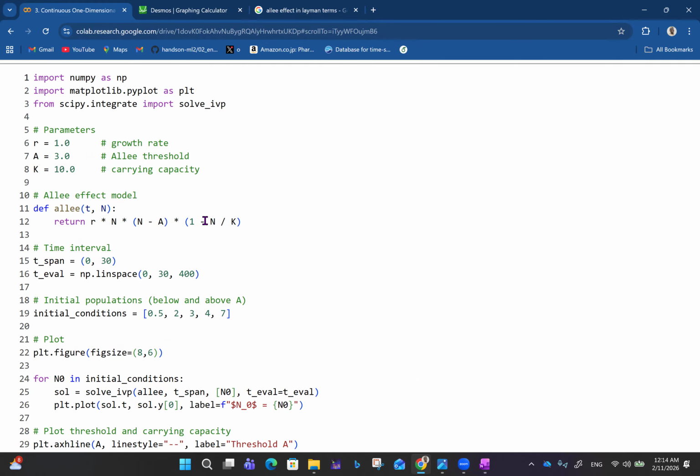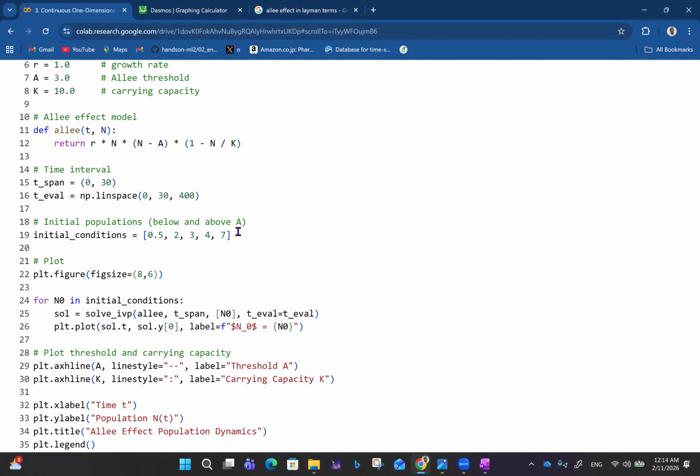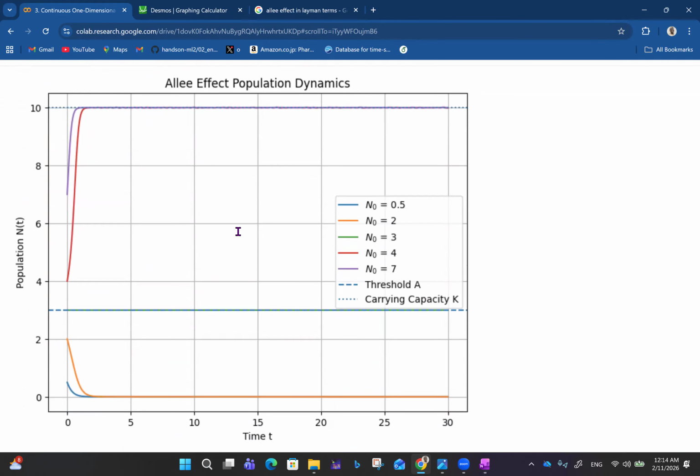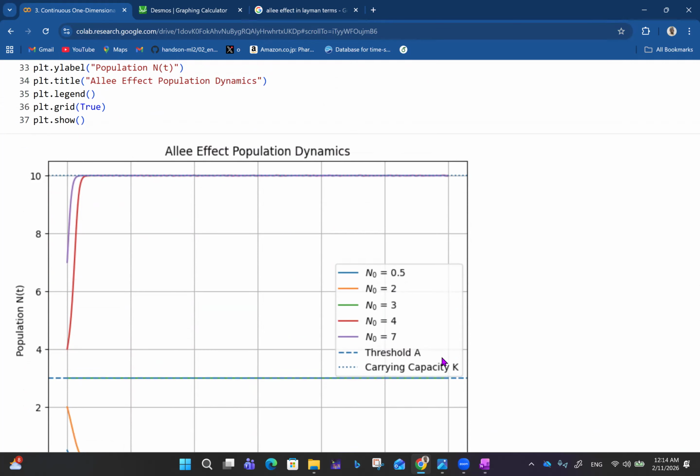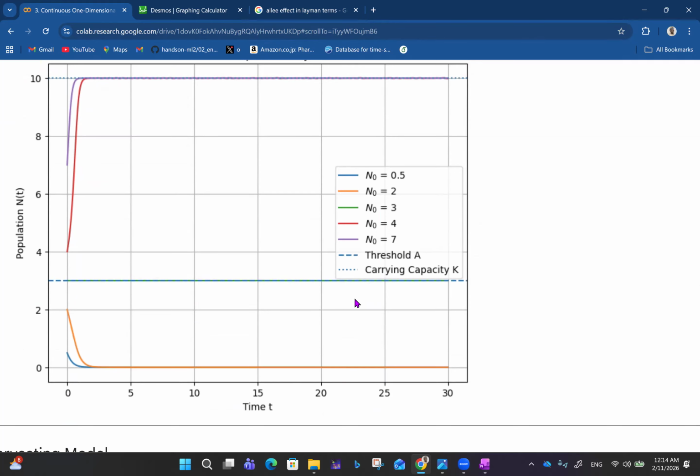And this is the function itself representing the Allee effect. This is the Allee threshold right here, this 3. Any population that doesn't get to at least 3 will die out. So this one starting from 2 just dies off. This one starting from less than 2 dies off. Here we actually had 0.5, and then we had 2, and they die out because they don't get to 3, which is the Allee threshold.